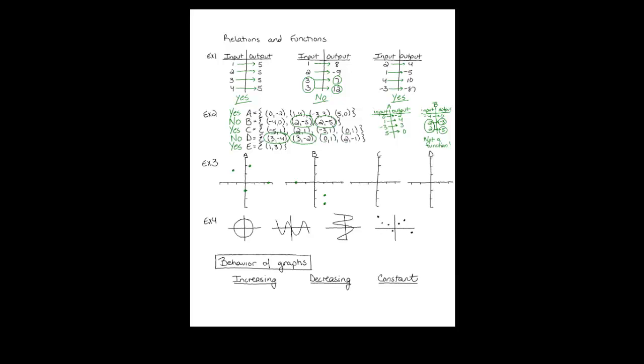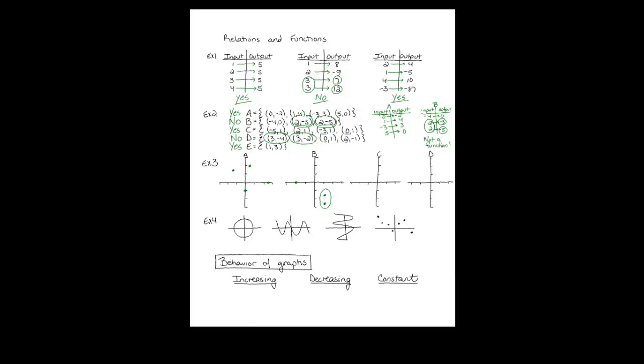Now the instructions say to circle the problem points. So remember in B, these 2 points were the problem points. These 2 points had the same input value but different output values. So these are the ones we want to circle here.